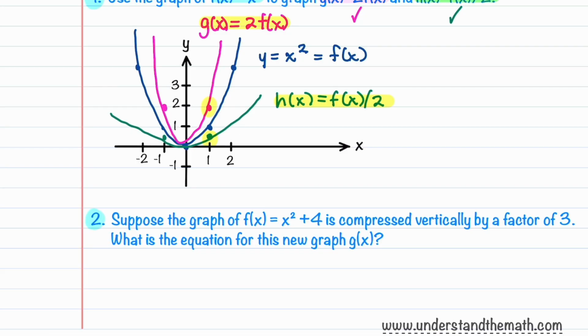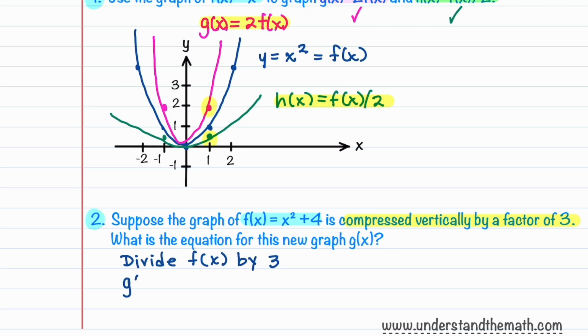Let's now look at our second example. In this example, it says, suppose the graph of f of x is equal to x squared plus 4 is compressed vertically, let's highlight that, by a factor of 3. What is the equation for the new graph g of x? When we compress f of x vertically by a factor of 3, we have to divide f of x by 3.